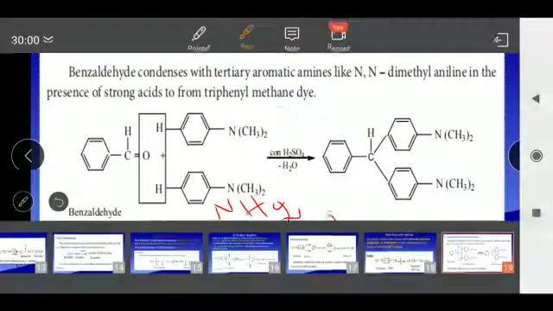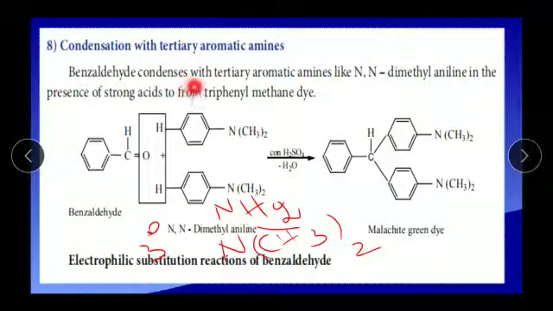Now we move on. Benzaldehyde condenses with tertiary aromatic amines like N,N-dimethyl aniline in the presence of a strong acid to form triphenyl methane dye. Another name for this is malachite green dye.